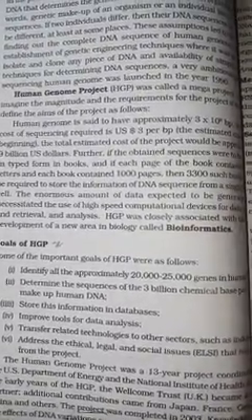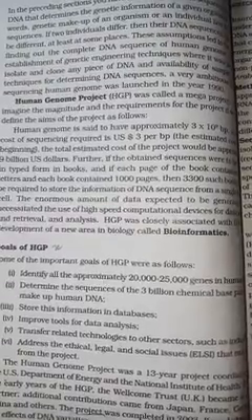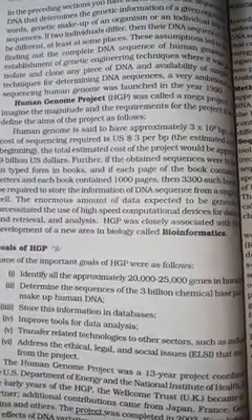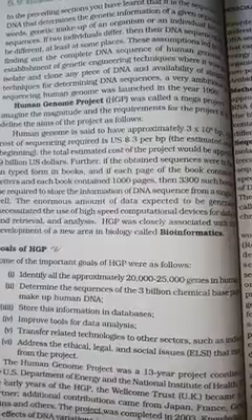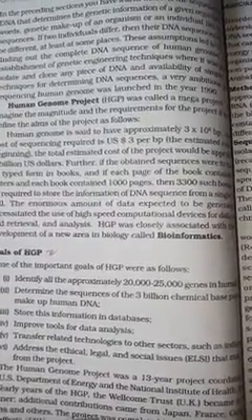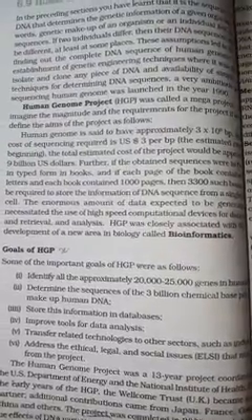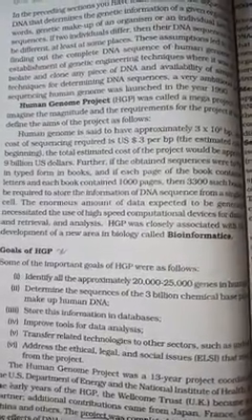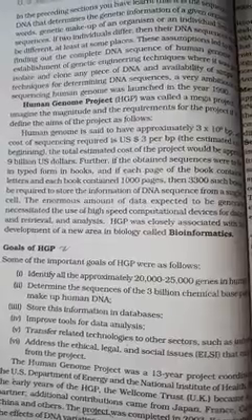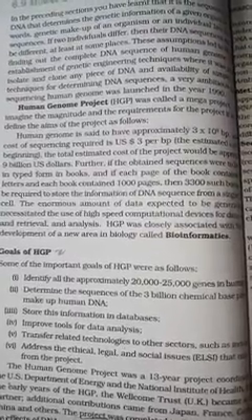After the completion, it was found that for sequencing each base pair of that particular human genome, $3 per base pair was spent. In this way, the estimated expenditure was 9 billion US dollars.